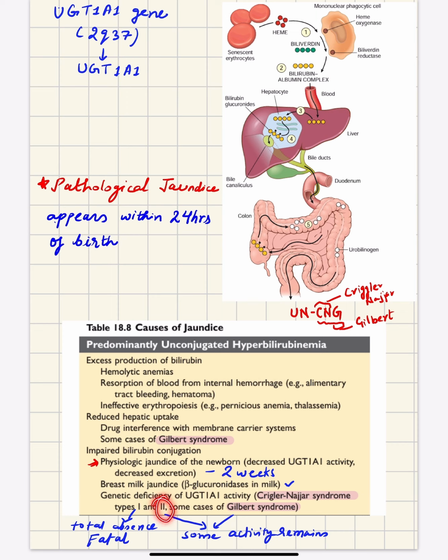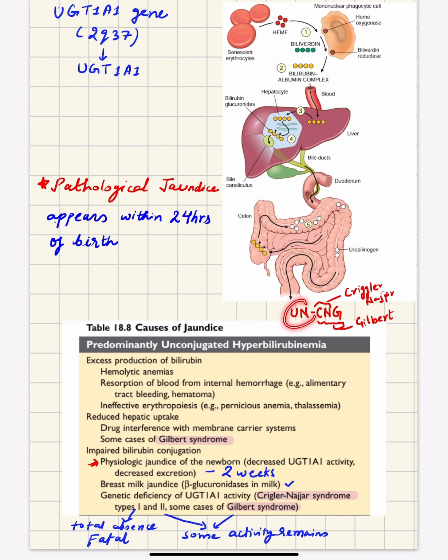And in type 2, there is still some UDP glucuronyltransferase activity, so it will result in the milder forms of unconjugated bilirubinemia. So this was all about the conditions where there is predominantly unconjugated hyperbilirubinemia.